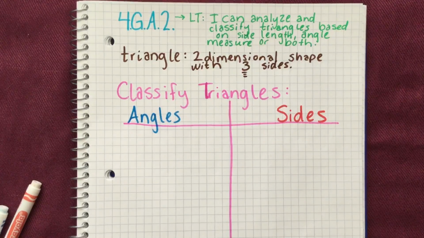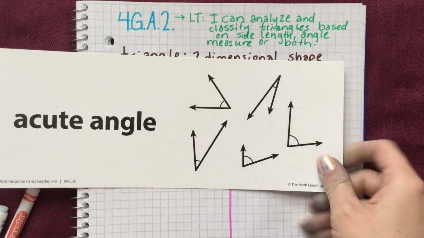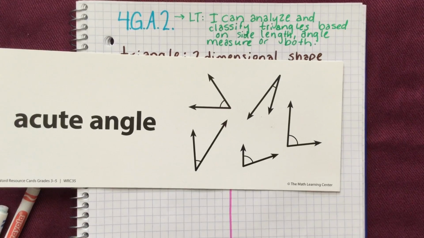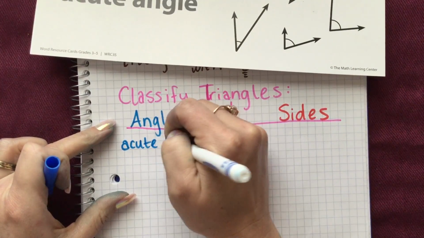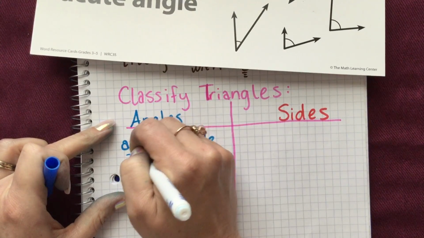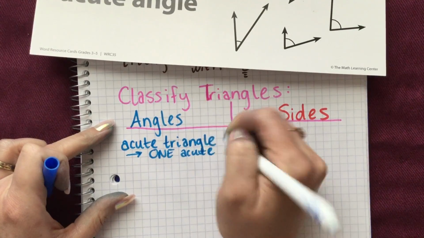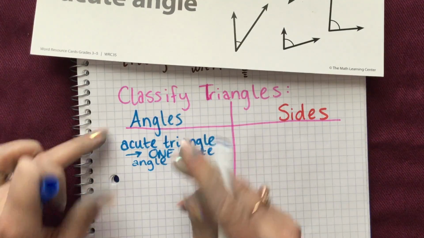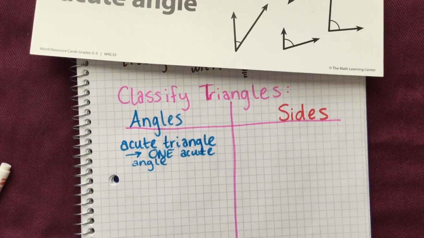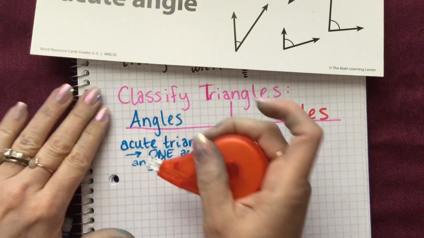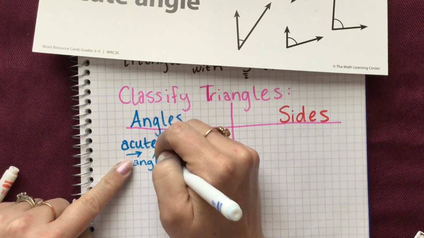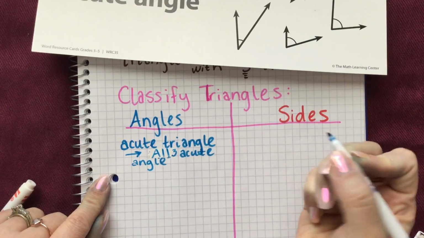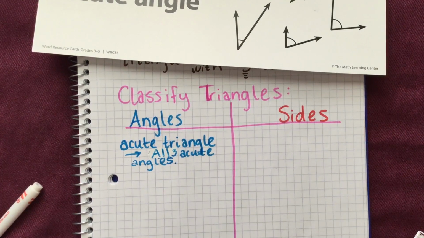Well, if a triangle has one acute angle, it is called an acute triangle. So an acute triangle has one acute angle. So I'm going to edit this a little bit because that is not correct. I was thinking of another angle. And that will come up in just a second. So forget that I said one. I should have said all three are acute angles. All three are acute angles.